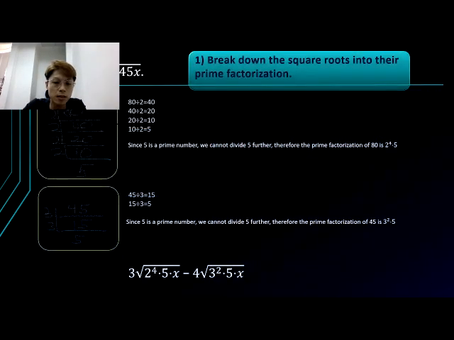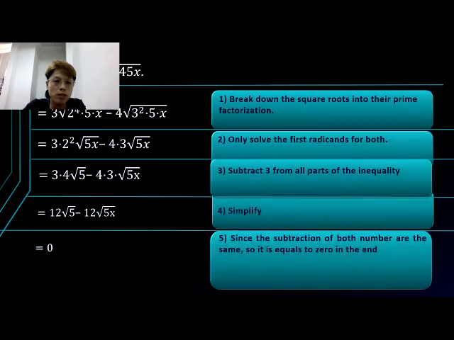So in the result we get, we just put it into the first step. We break down the square roots into their prime factorization: 3 square root of 2 to the power of 4 multiplied by 5 multiplied by x, minus 4 square root of 3 to the power of 2 multiplied by 5 and multiplied by x. So in the second step we just simplify the radicals for both.